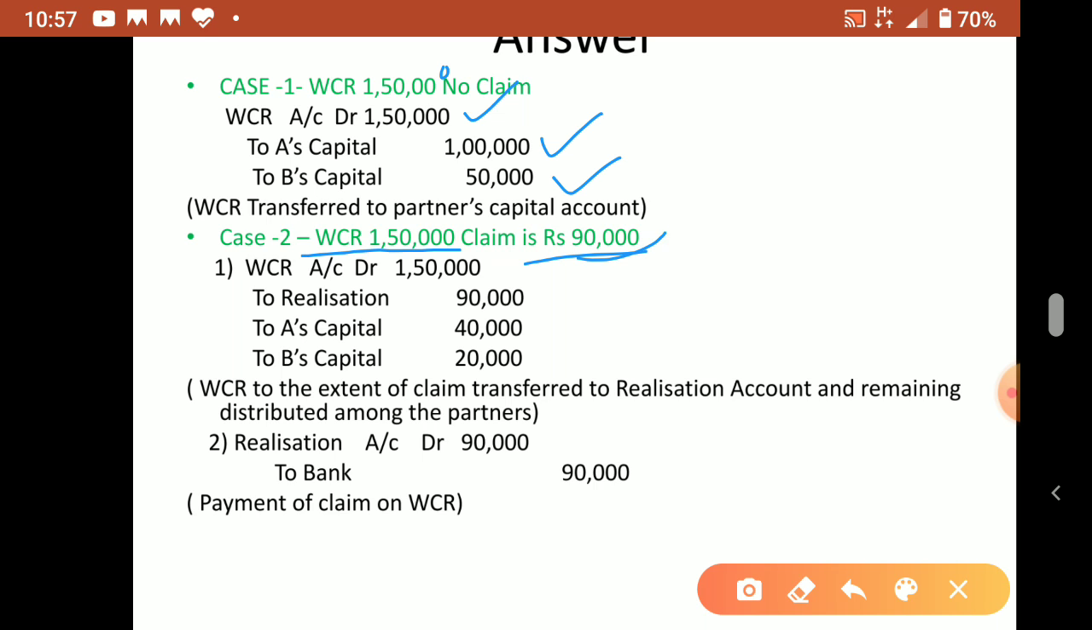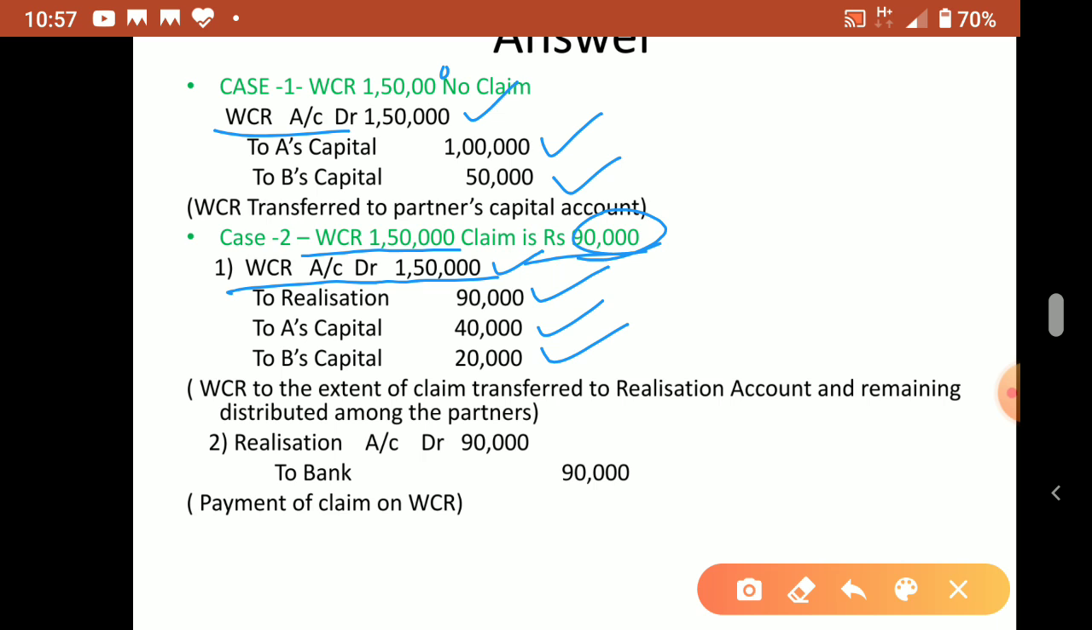Now second case: WCR 1,50,000, claim is 90,000. So this 90,000 will go to the realization account. Remaining will go to the capital account. So WCR is always debited. You remember, in all situations the WCR amount will be debited. So here, how much WCR is available in the balance sheet? 1,50,000. And the claim will go to the realization account, 90,000. Understood? Realization by WCR will come. Then the remaining amount, 60,000, partners will divide in 2 is to 1 ratio: 40,000 and 20,000.